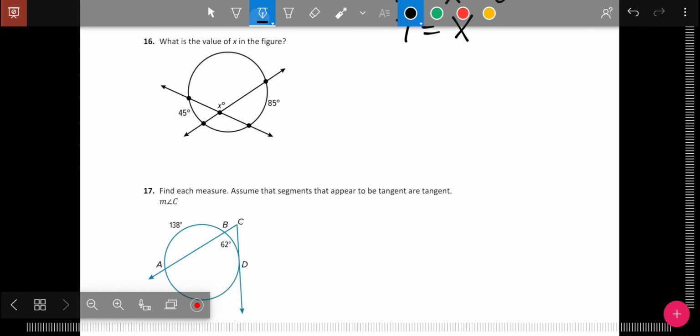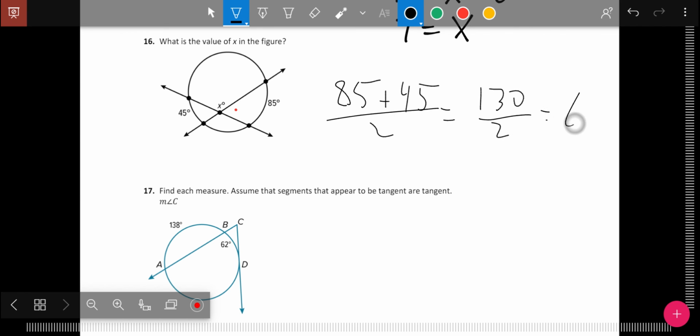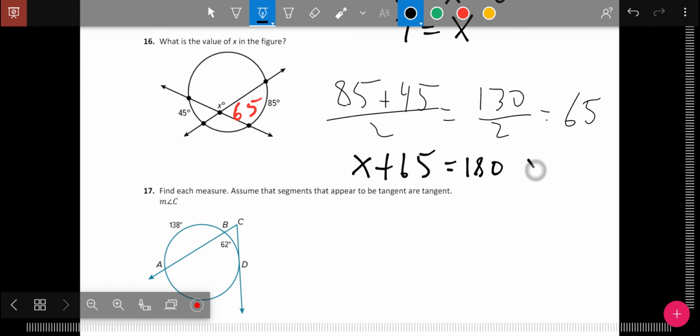Here, I know that this angle right there is equal to these two arcs added together divided by 2. And so I do 85 plus 45 divided by 2 is 130. Divided by 2 is 65. And so again, this angle right there is 65. I now have to realize that x plus 65, those two angles next to each other, make a straight line. And so they would equal 180. And so x equals 115.